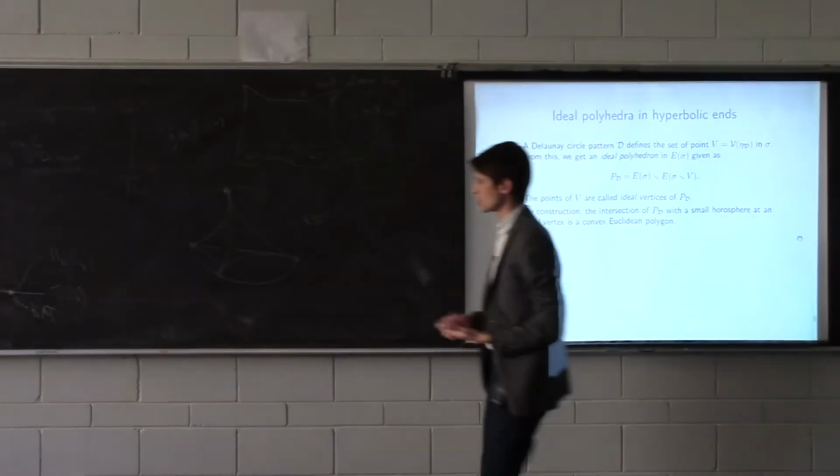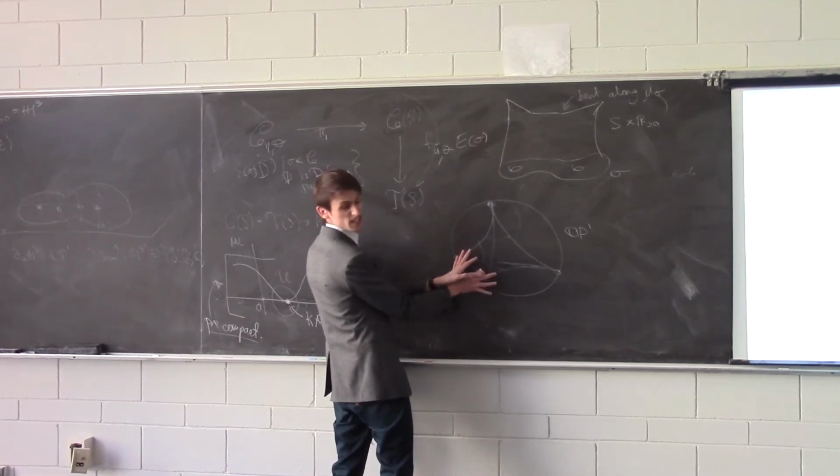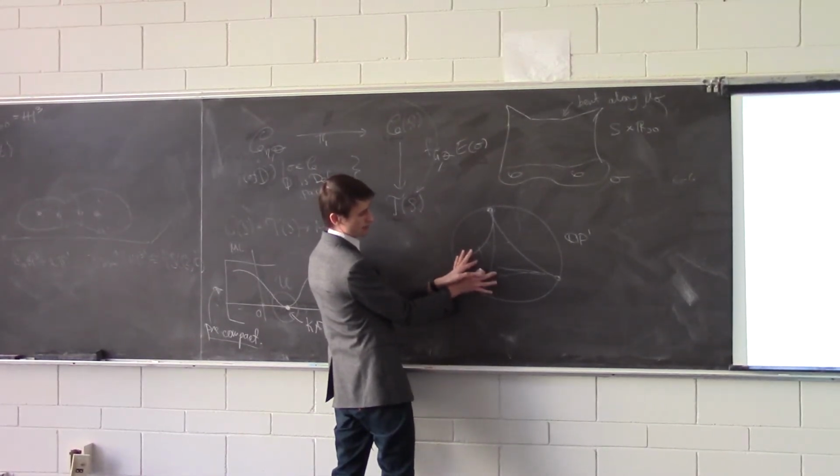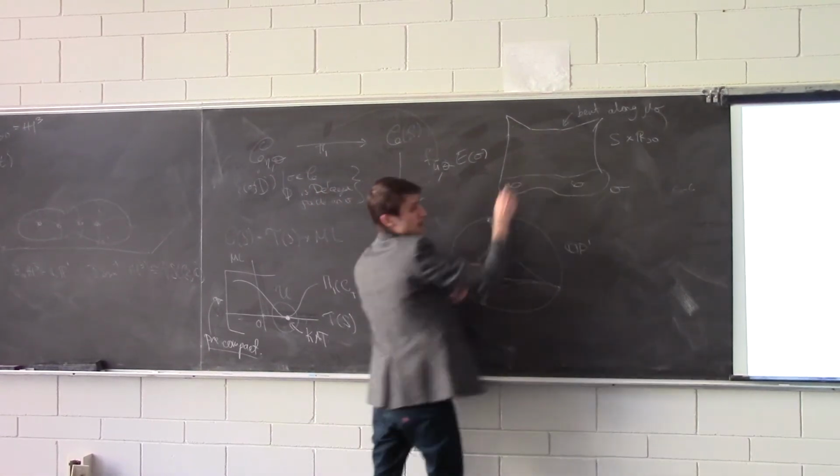It's actually kind of hard to draw because it's like you took a hyperbolic polygon, but one part of it is completely bent. So it's like a hyperbolic polygon, but one part of it is bent along this bending measured lamination mu.